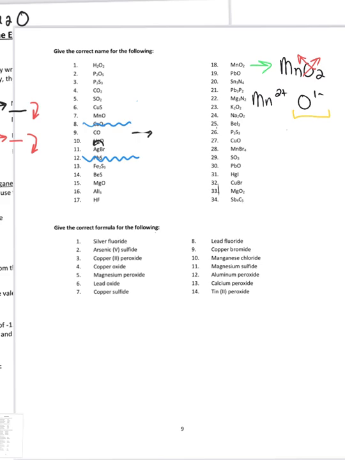If this was a regular oxide or a regular situation, this would have a 2 plus and O would have a 2 negative. So it should have a 2 negative, which would make it Mn2O2. And these would have canceled out to make MnO. So this should be our formula.